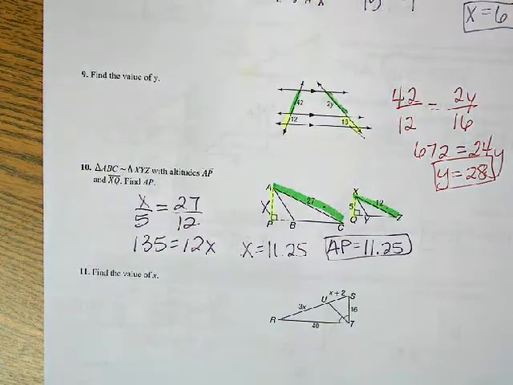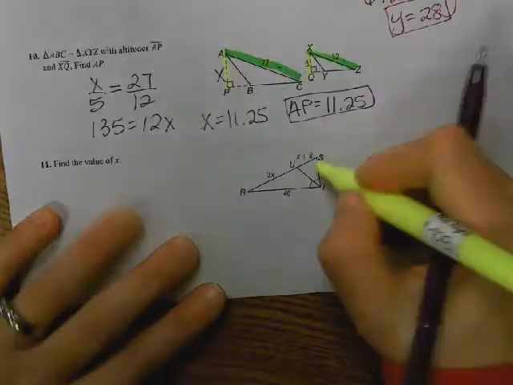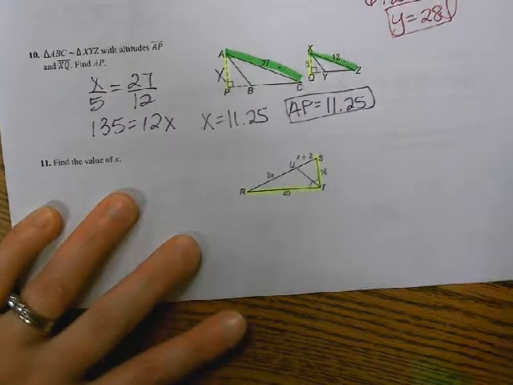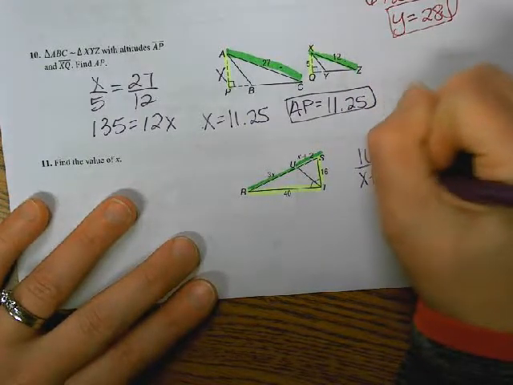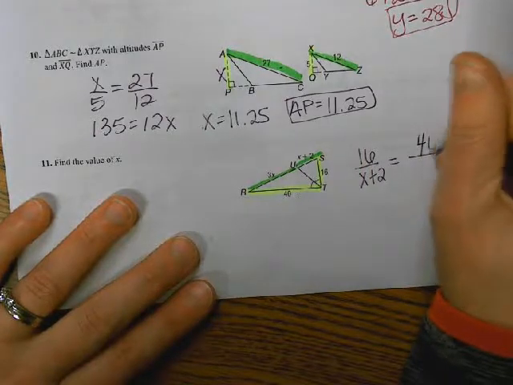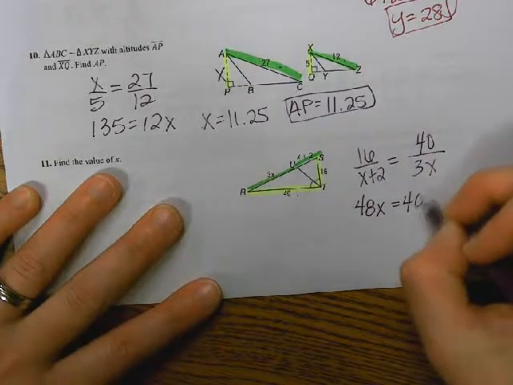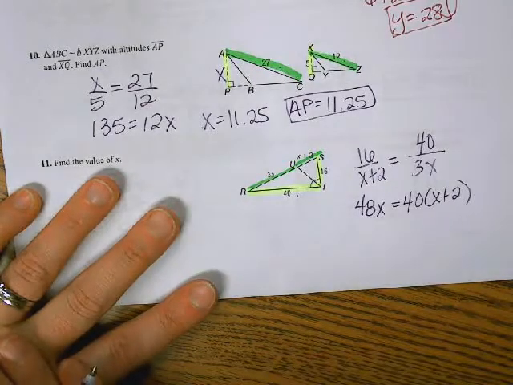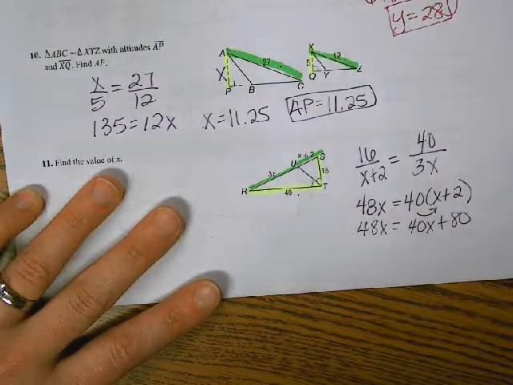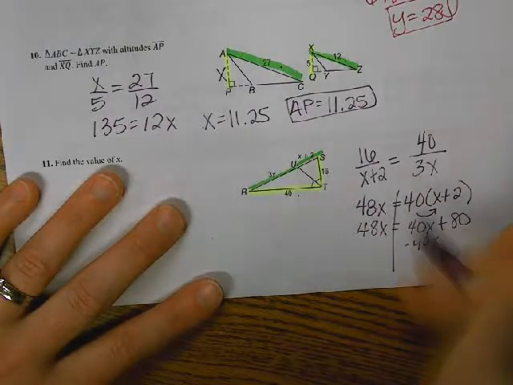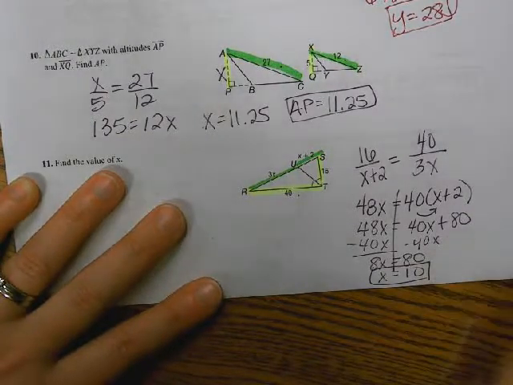Okay. Remember, if we have angle bisectors, then we have proportional parts as well. So we'll say this goes with this, and this goes with this. So we say 16 over x plus 2, and then 40 over 3x. 16 times 3x is 48x, and this is 40 times x plus 2. 48x equals, if we distribute, 40x plus 80. Subtract 40x from both sides. 8x equals 80, so x equals 10.